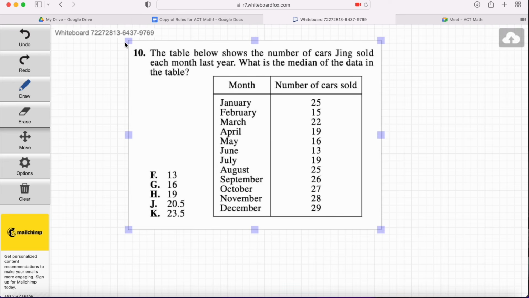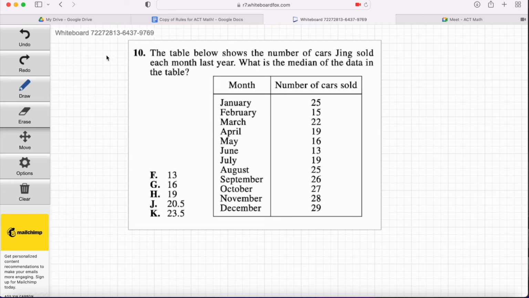All right, go and read question number 10 for us, please. Okay. Question number 10 is, the table below shows the number of cars Jing sold each month last year. What is the median of the data in the table? Well, here you go. We were just talking about median right at the beginning of the session today, right? Do you remember what median means? The middle of something. Yeah, the middle.